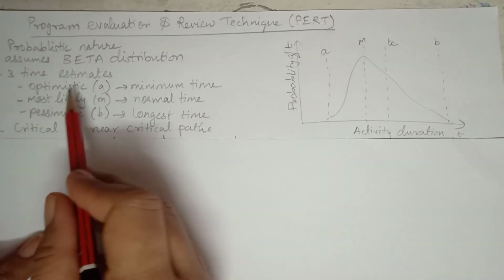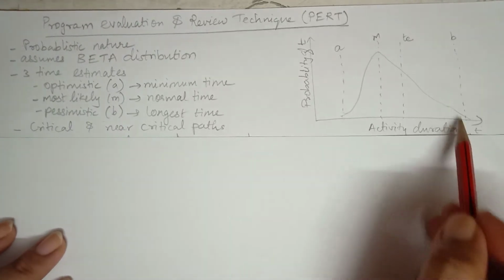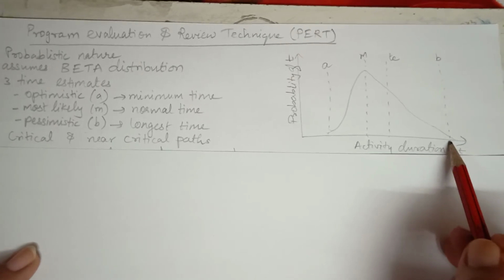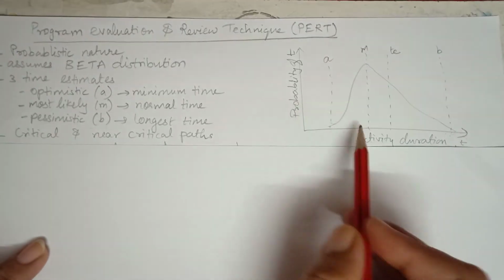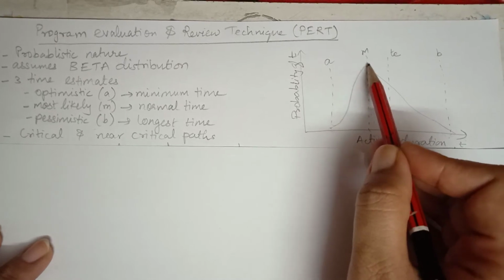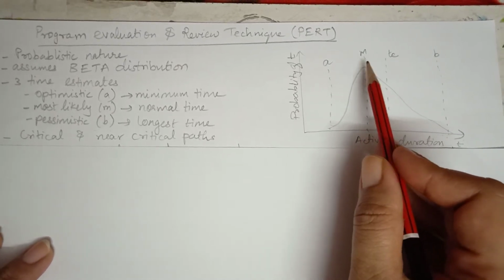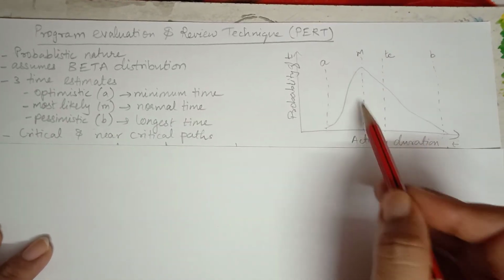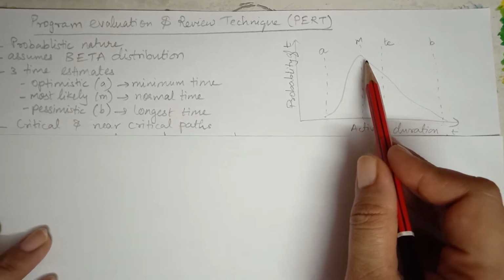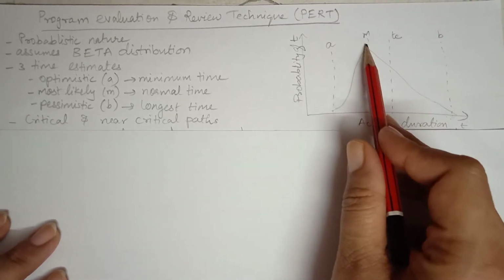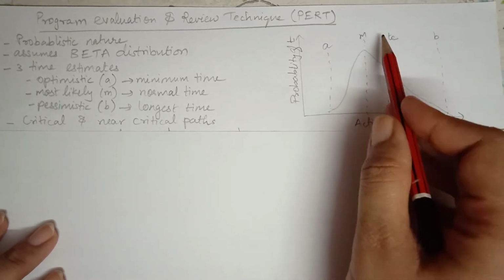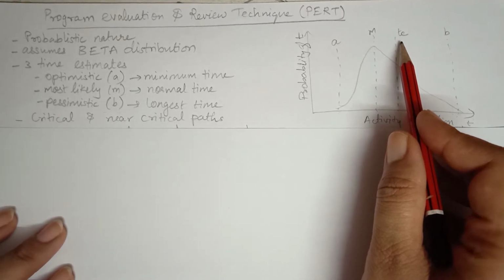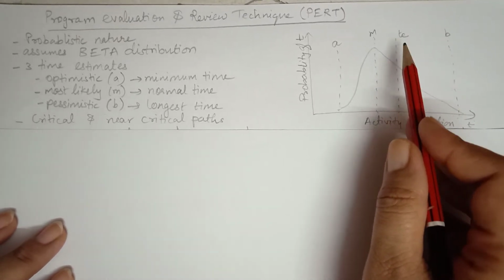The opposite is the pessimistic, denoted by B, where we assume that the maximum or the longest time would be taken for a particular activity. The middle one that you see on the peak of the curve is called the most likely, denoted by M, which is the normal time. That means practically what time would be required to complete a given activity in a project is M. Now the mean or the average of these 3 time periods is denoted by TE, that is the expected time for the completion of an activity in a project.